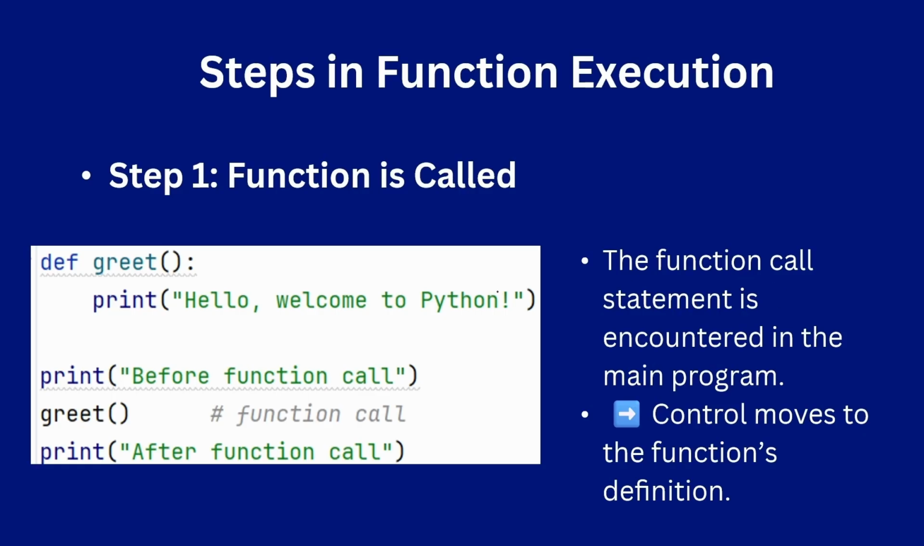See, this is step 1. Function is called. So this is our function greet, and these are the statements that are written inside this function greet. The function call is encountered in the main program. So this is the main program. Print before function call. Here we'll start from here. Our control is here. First, it will print before function call. Then here we are calling this function, so the control will move to this function definition, and we'll print hello welcome to Python. Then again control moves back here once this is executed, and then we'll print after function call.